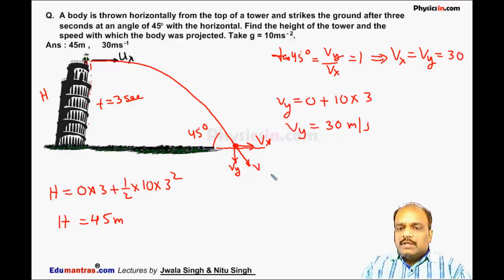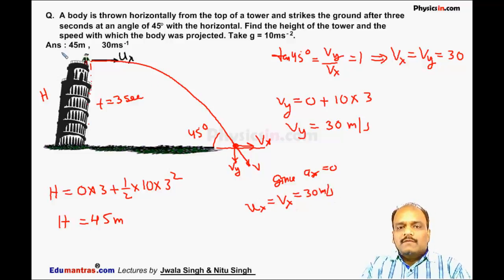30. Since ax is 0, ux must be equal to vx, that is equal to 30 meter per second. So the height of the tower is 45 meter and the particle is projected initially with a speed of 30 meter per second.